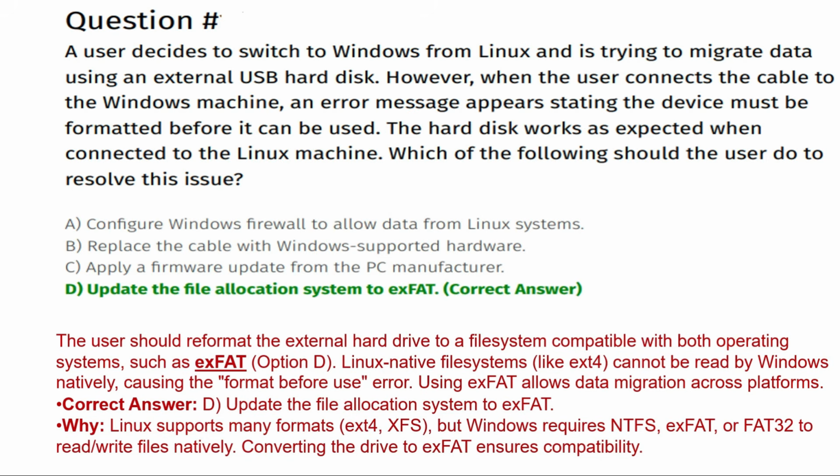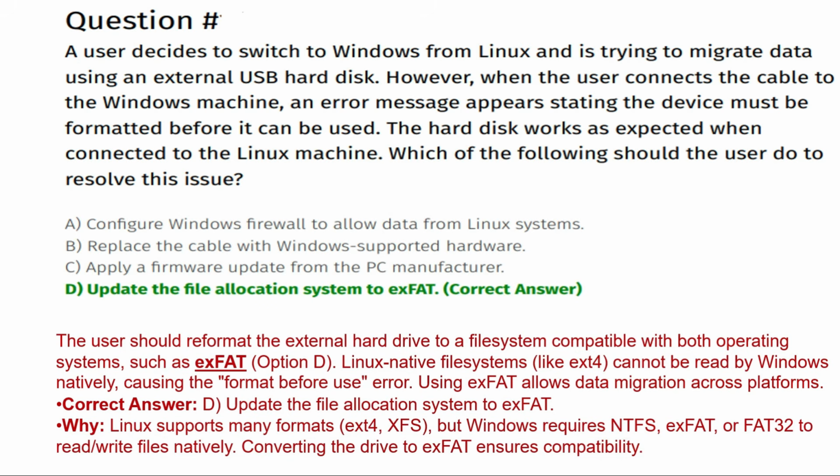The next question is, a user decides to switch to Windows from Linux and is trying to migrate data using an external USB hard drive. However, when the user connects the cable to the Windows machine, an error message appears stating the device must be formatted before it can be used. The hard disk works as expected when connected to the Linux machine. So which of the following should the user do to resolve the issue?